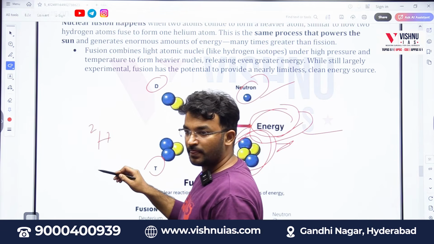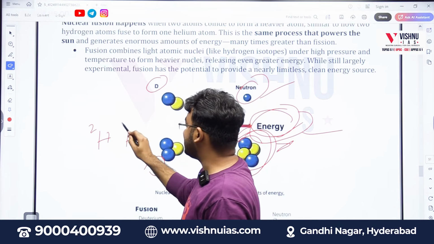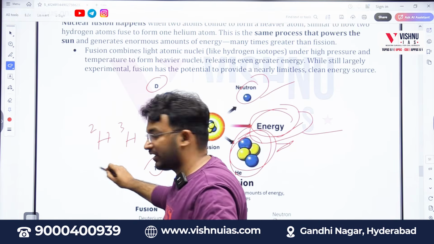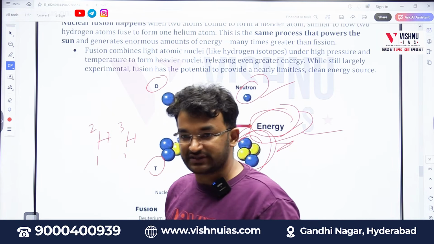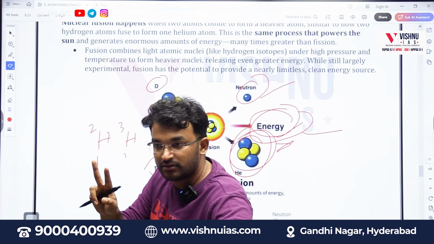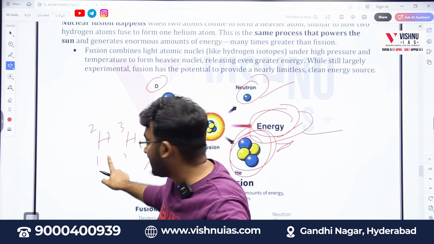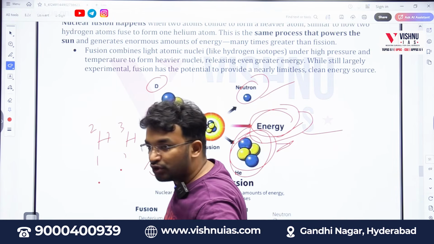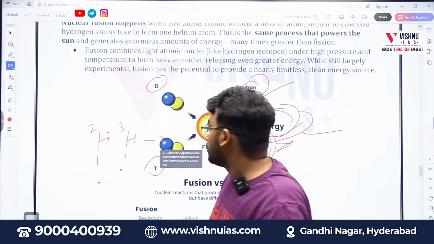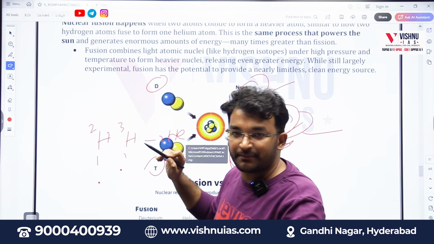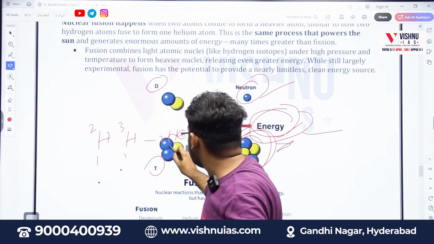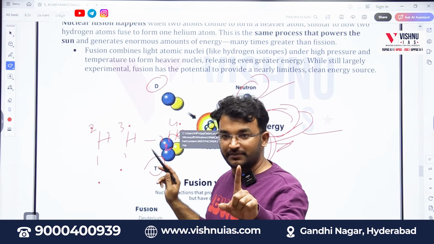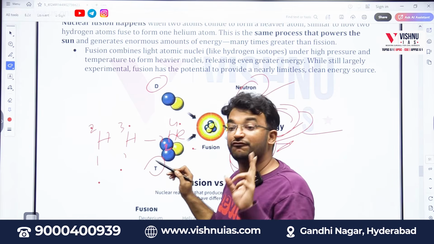Deuterium and tritium, H2 plus H3, H 1 2 plus H 1 3. These are isotopes of hydrogen, called deuterium and tritium. Now both of them combine to form helium. What is the atomic number and mass of helium? Helium 2, 4. Now calculate this: 2 plus 3, 5. Here 4. One is left over. That's why we will be getting only 1 neutron.